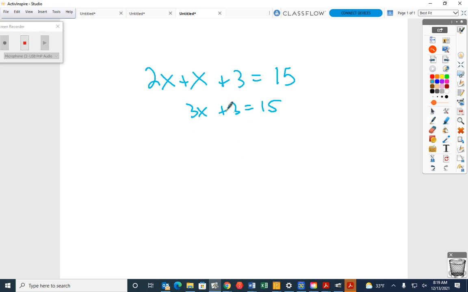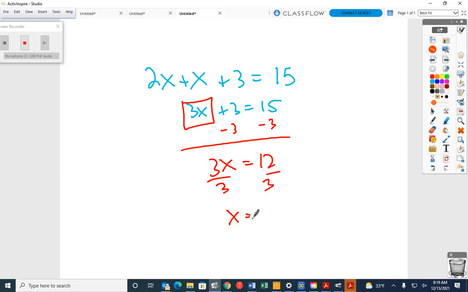What do I now have? What is this thing? Two-step equation. How do I get rid of this 3x? I can't do anything yet. I got to get rid of plus 3. How do I get rid of plus 3? So minus 3 on both sides. So I have 3x equals 12, divided each side by what? By 3. And what does x equal? 4. Okay. You remember that?